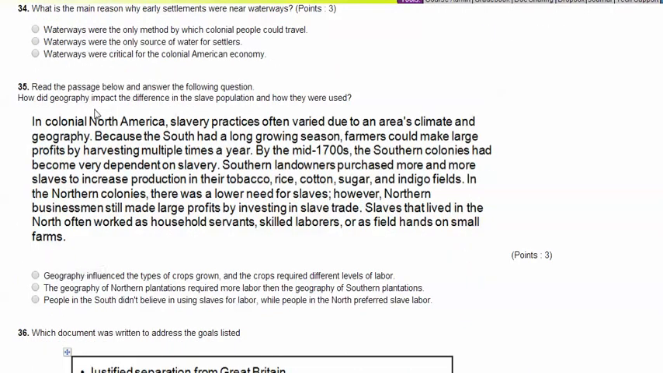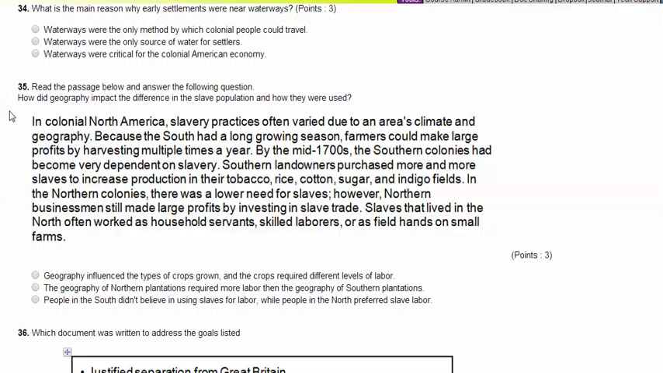Number 34, what is the main reason why early settlements were near waterways? Was it because waterways were the only method by which colonial people could travel? Waterways were the only source of water for settlers? Or waterways were critical for the colonial American economy?